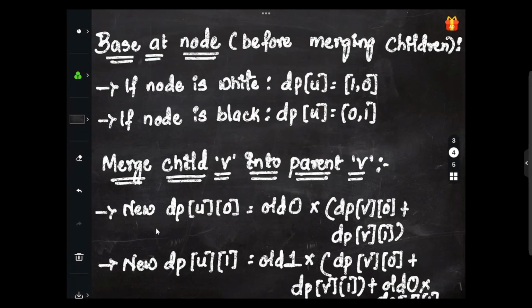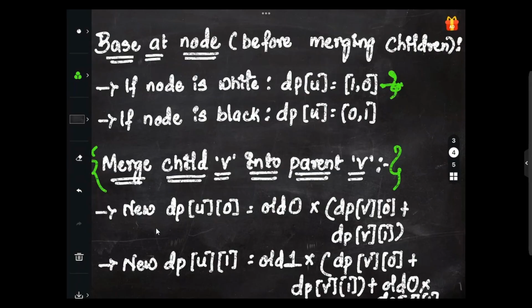Next, let's move on with the next steps. First we are going with the base at node. This is before merging the children. This is the merging children part. So this is before merging children. You can just call this equivalent to the initialization part as well, right? If node is white, then we will be going with dp of u equals 1 comma 0, right? So just keep this in mind.